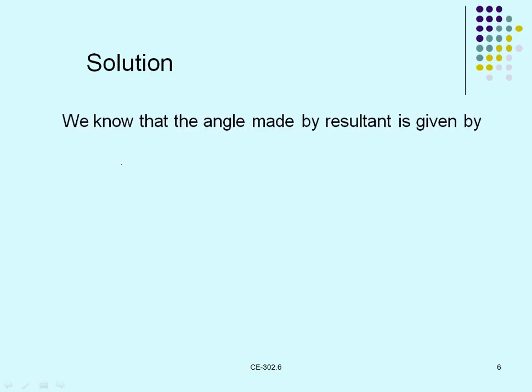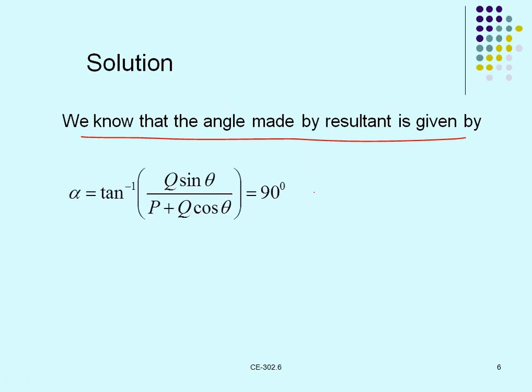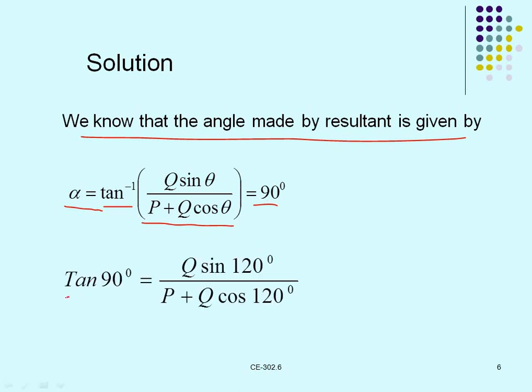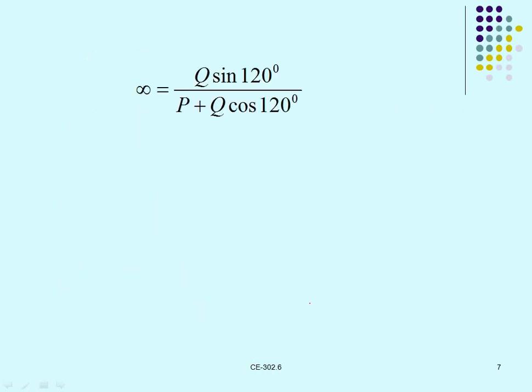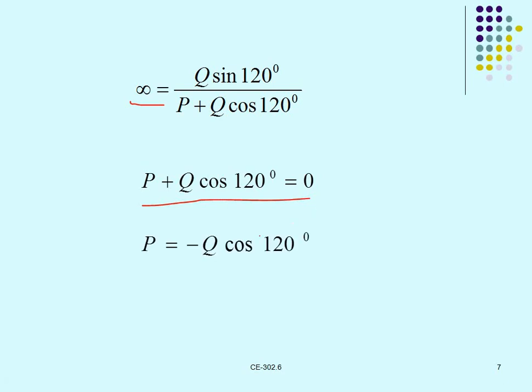Solution: we know that the angle made by the resultant is given by alpha is equal to tan inverse of Q sin theta by P plus Q cos theta, which is equal to 90 degrees. Here tan 90 degrees is equal to Q sin 120 degrees by P plus Q cos 120 degrees. Then alpha is 90 degrees, so we get P plus Q cos 120 degrees is equal to 0.